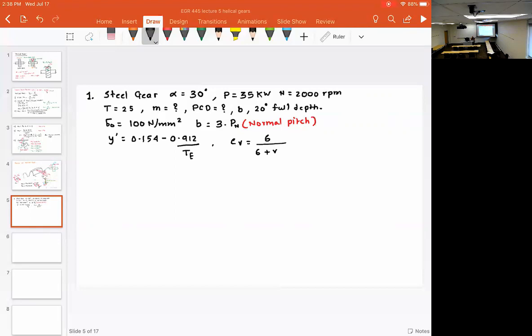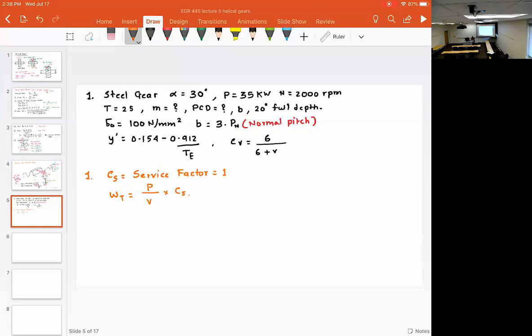So first step, here they don't give us any type of service factor. So I'm going to use Cs, which is the service factor, equal to 1. When the service factor is equal to 1, then I'm going to find out the value of Wt. Wt is nothing but P divided by v, multiplied by Cs.